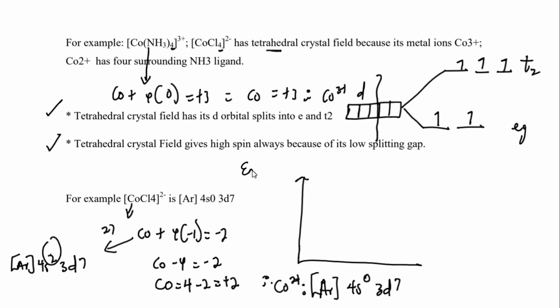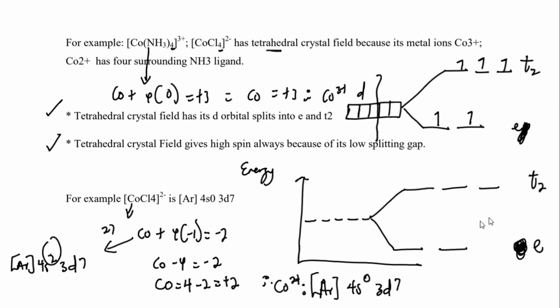So we have energy. 1, 2, 3, 4, 5. And then we're going to give this and this to be this and this. So this is E. Sorry, this has no g rather. Don't put any g there, sorry, because it's not symmetrical. So this is E and then this is T2, right?